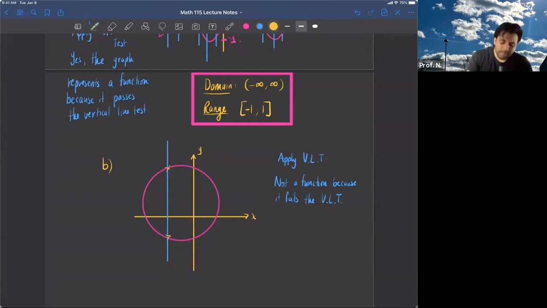And I can still find a domain though. I can still think about the domain and the range. Remember, the domain is all the x values, the range is all the y values. So what are the x values? One way to think about this is, what kind of box can I place this circle in? What's the box that confines this circle perfectly?